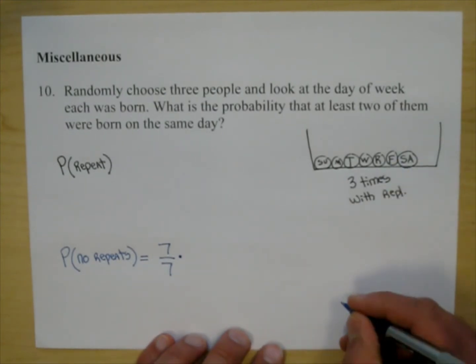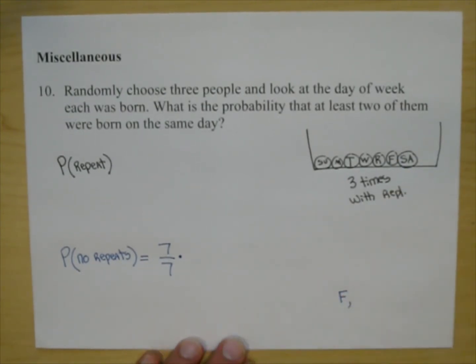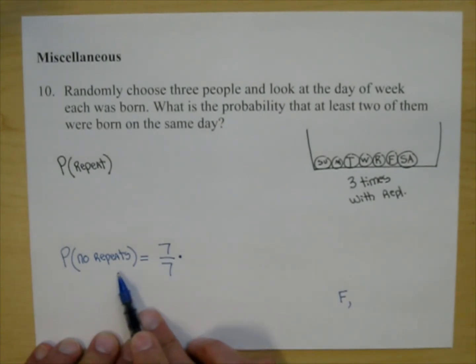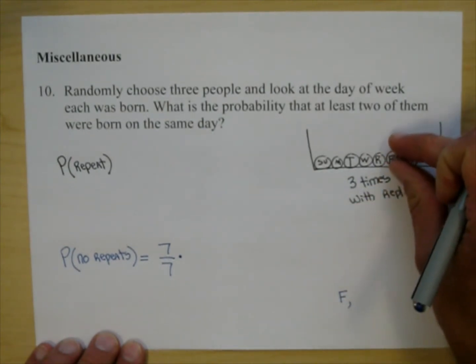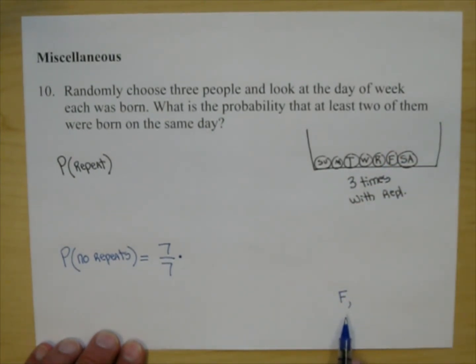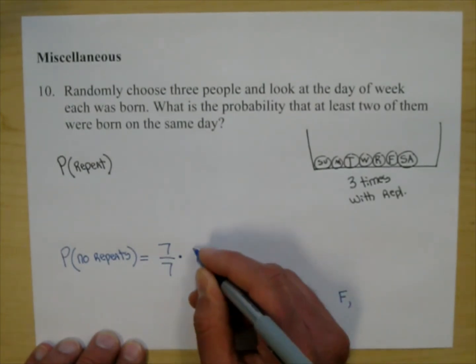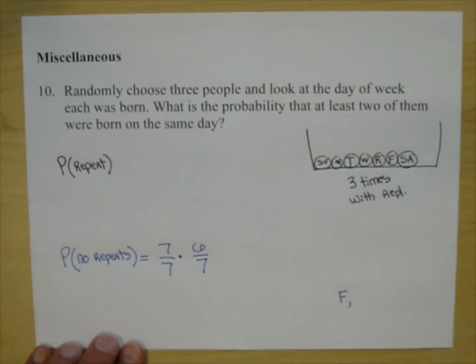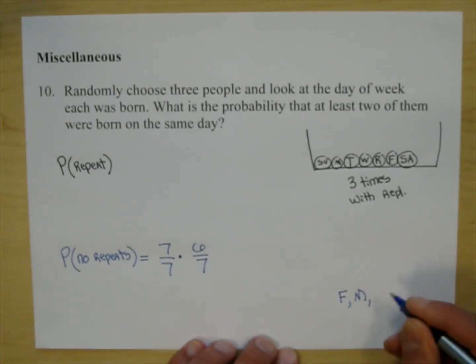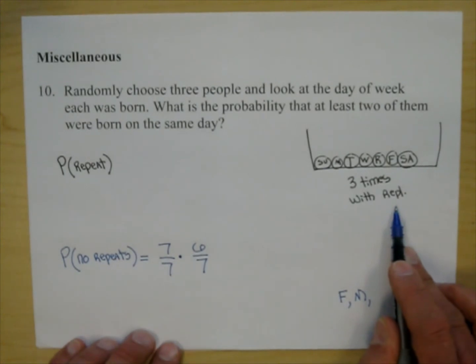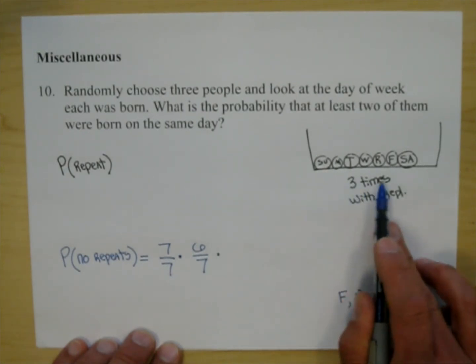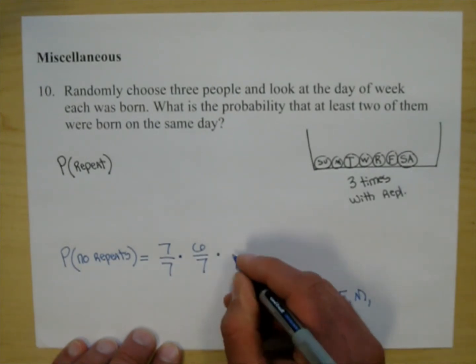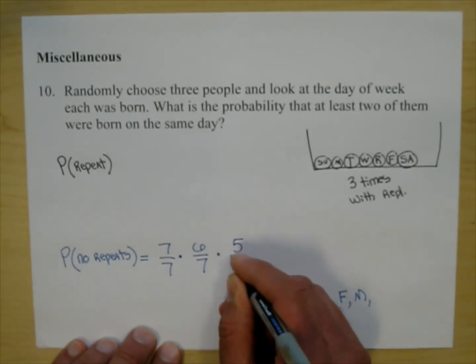So suppose we pull a Friday out of the box. Since we're trying not to get repeats, we do not want to pull a Friday the next time. We put the Friday marble back in. What's the probability we get something that does not repeat with Friday? That would be 6 out of 7. Suppose you pulled a Monday out. You put the Monday back in because this is with replacement. The third marble you pull out cannot be Friday or Monday. What's the probability of pulling something that is not Friday or Monday? That leaves us with 5 out of 7.